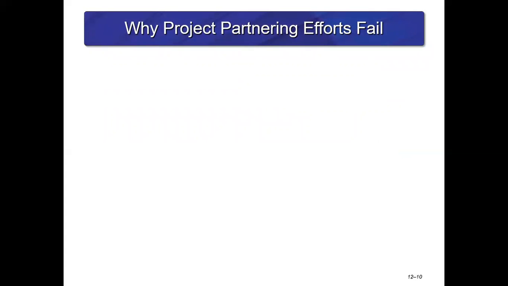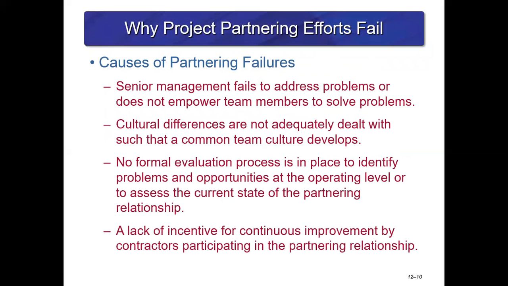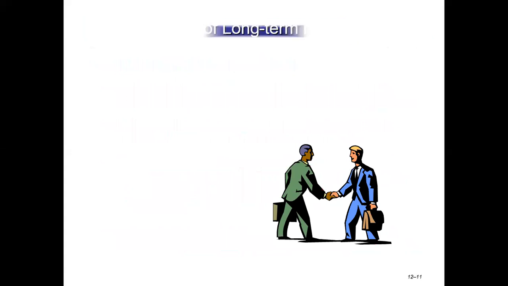Now let's talk about the reasons why project partnering efforts fail. There are some of the causes of partnering failures. The first one is the senior management fails to address problems or does not empower the team members to solve problems. Cultural differences are not adequately dealt with such that a common team culture develops. No formal evaluation process is in place to identify problems and opportunities at the operating level or to assess the current state of the partnering relationships. A lack of incentive for continuous improvement by contractors participating in the partnering relationships. So these were some of the causes of partnering failures.